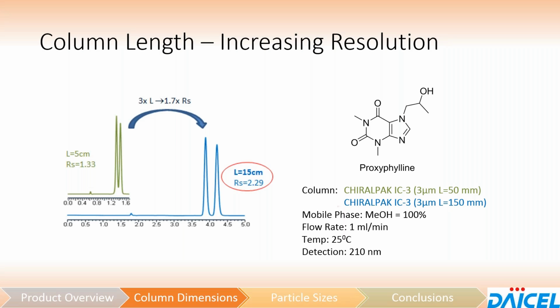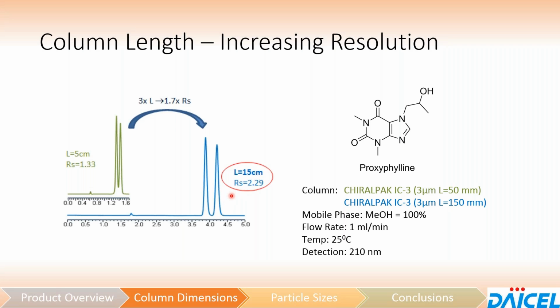In green here is a separation on a 50 millimeter length column, and the resolution was 1.33. If we increase the length by 3 to a 150 millimeter length column, we calculate the resolution is 2.29, which is not quite 1.7, it's actually slightly higher.